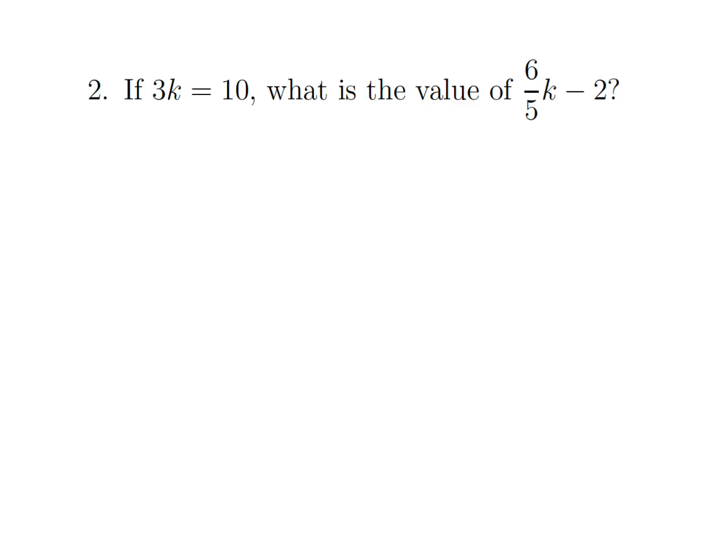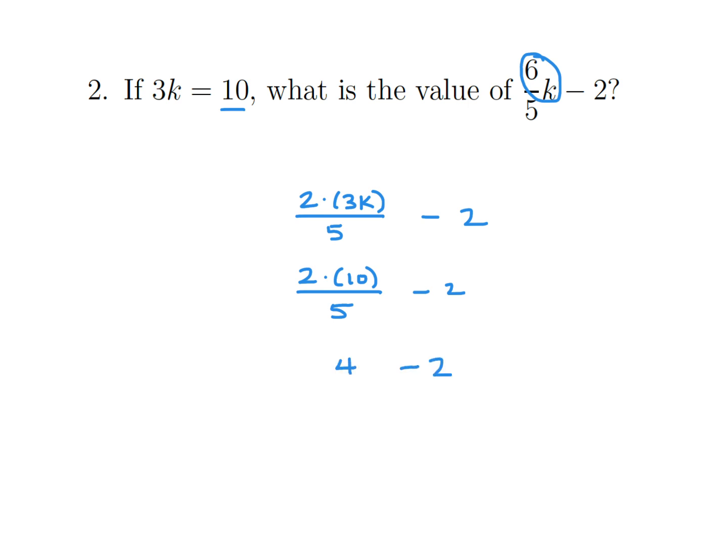If 3k is equal to 10, what is the value of 6k over 5 minus 2? So that 6k, this guy right here, I'll split it into 2 times 3k. And then we've got 5 in the denominator and then minus 2. Well, this 3k is 10, so sub that in there. And then therefore 2 times 10 is 20. 20 divided by 5 is 4. So that is just 4 minus 2, and that's 2.